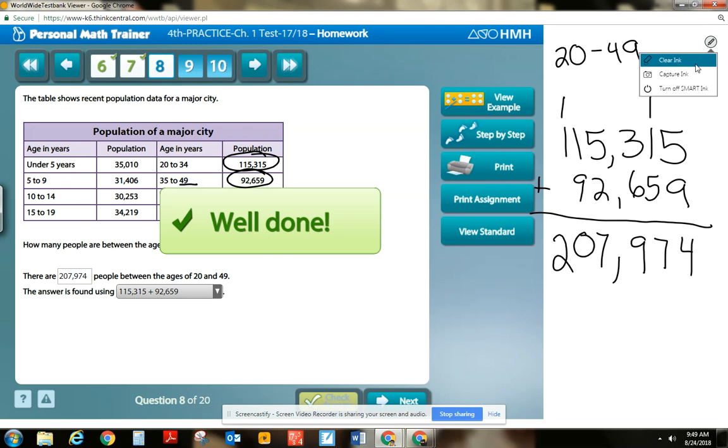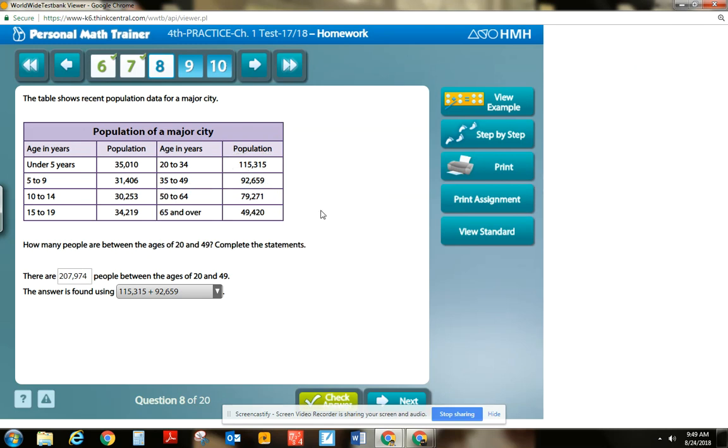I really hope that this has helped you. These problems with tables and numbers, they get really big. Read it carefully and attack the problem one step at a time. Make sure that you're reading carefully. Make sure you're thinking. You should do well.